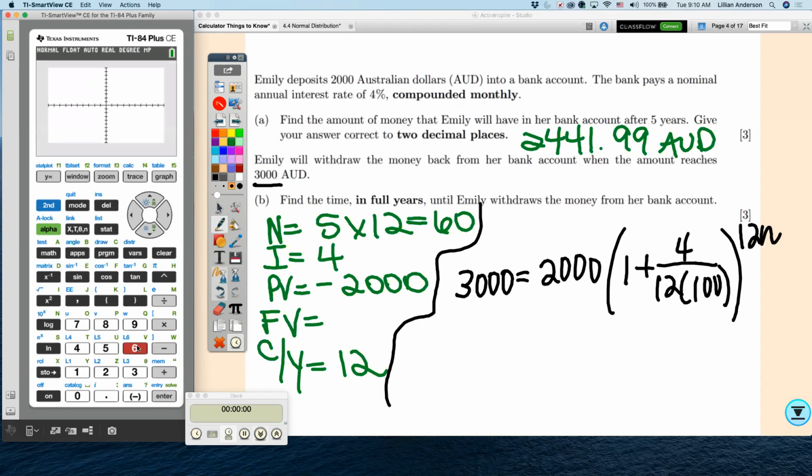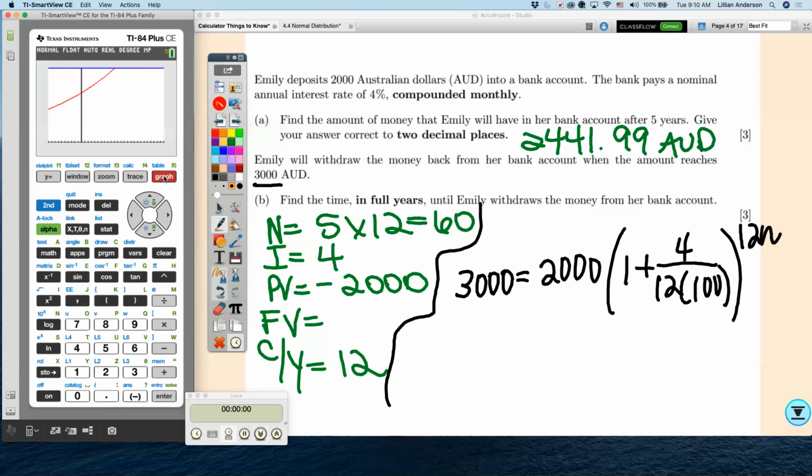Of course, I need to adjust it because I need to see 3,000 for my Y max. I want to see that line. And I'm going to adjust my X max because X is going to represent my years. I'm going to go ahead and open it up until maybe, let's say 25 years, because I already know after 5 years, I have about $2,400.